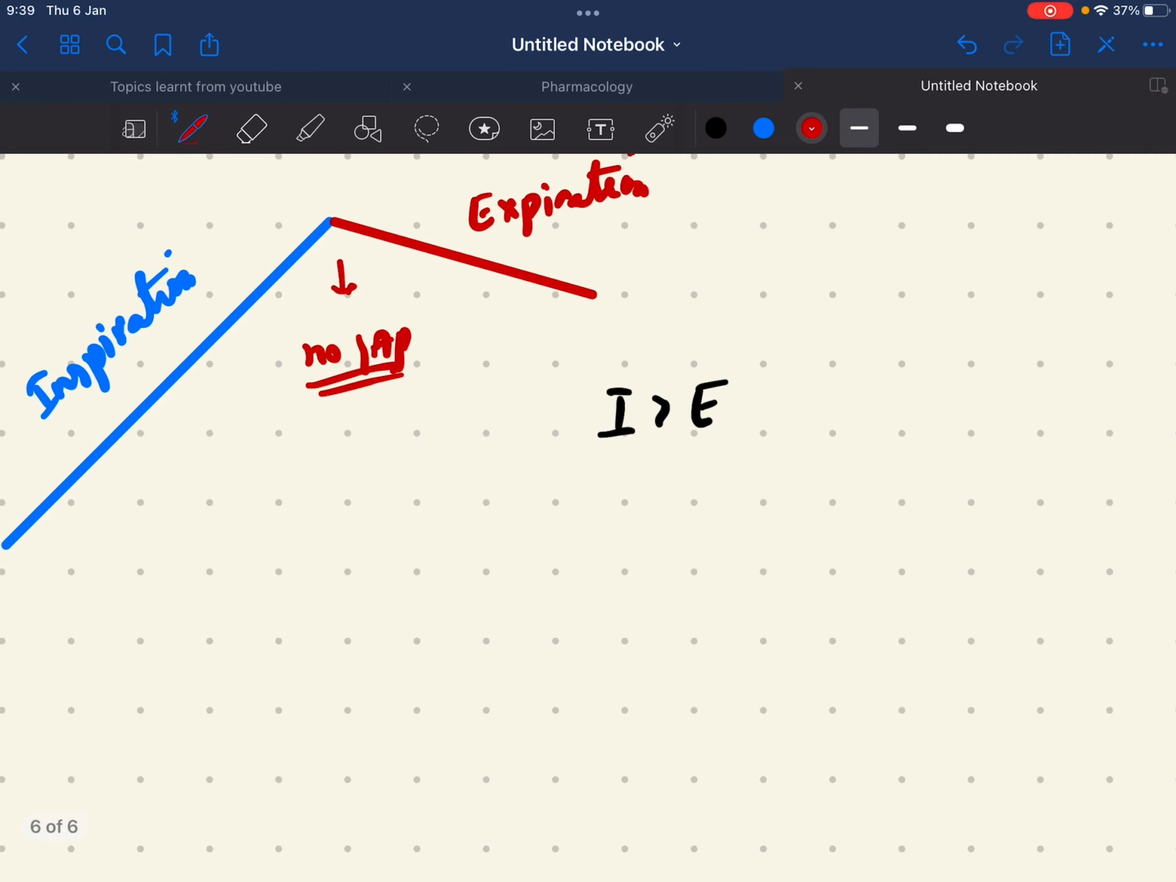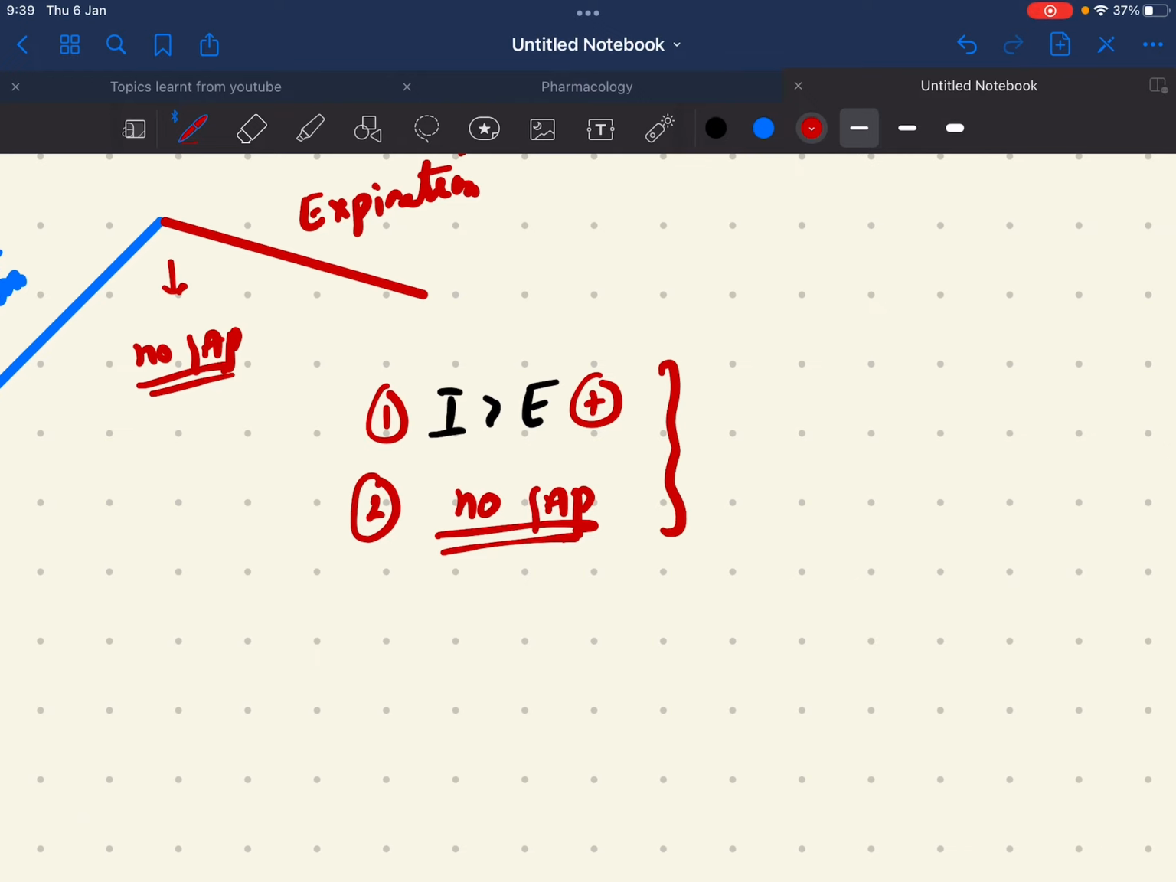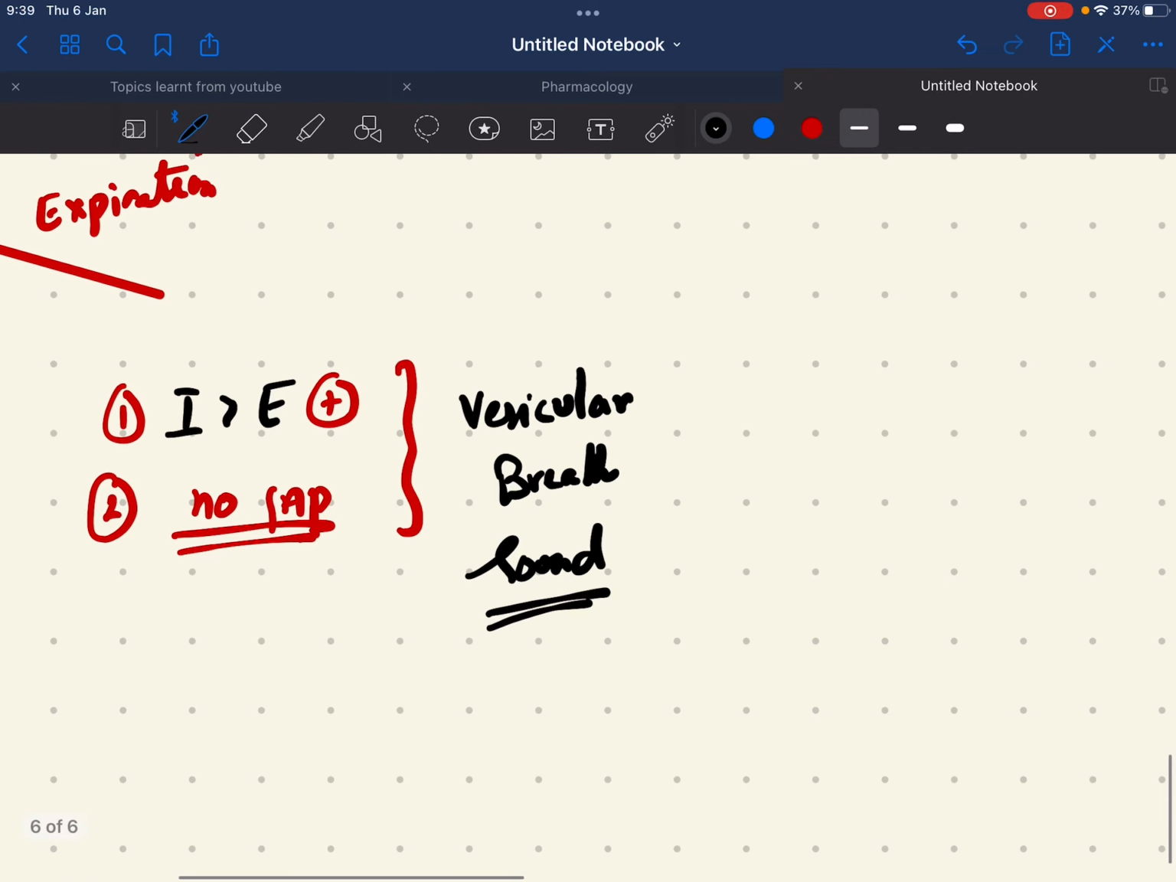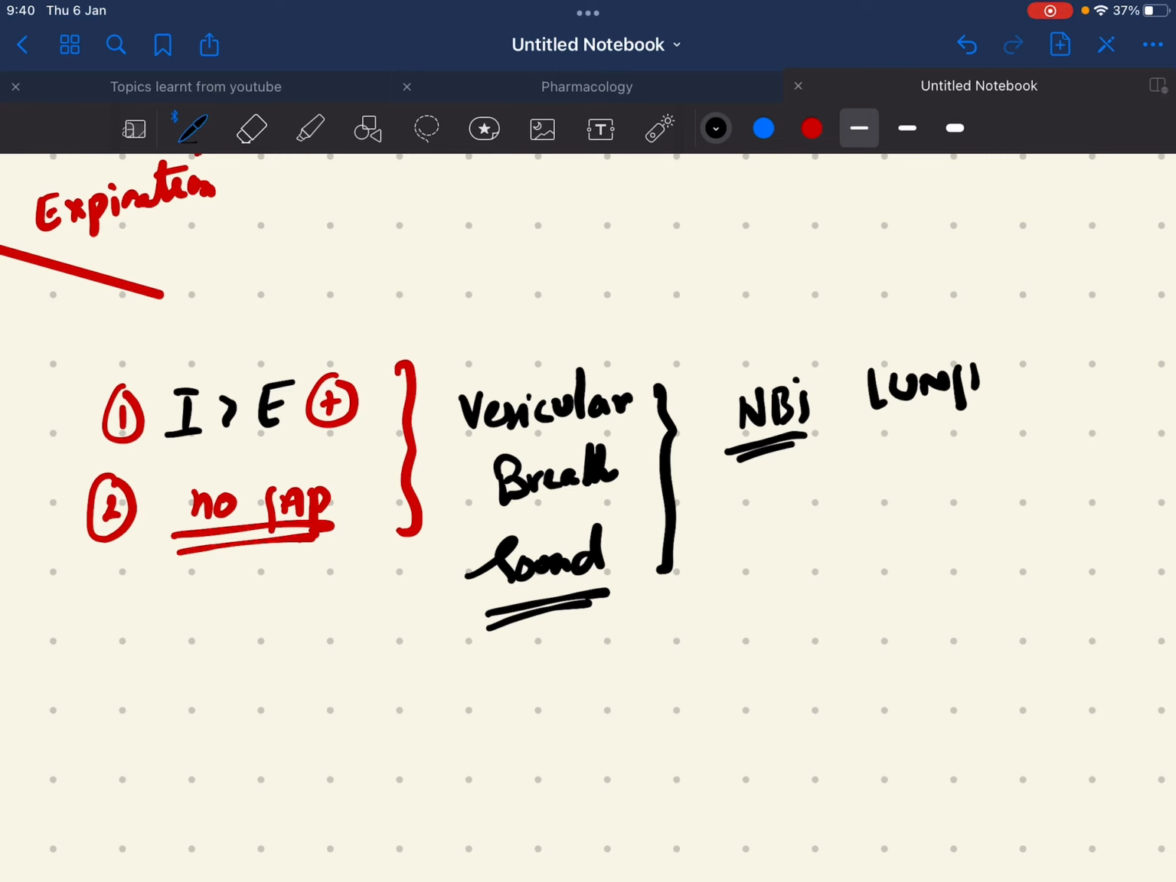So in vesicular breath sounds, the inspiration is greater than your expiration, plus there is no gap in respiration. Okay, so this is called as your vesicular breath sound. So these are your normal breath sounds which are heard over your lungs.